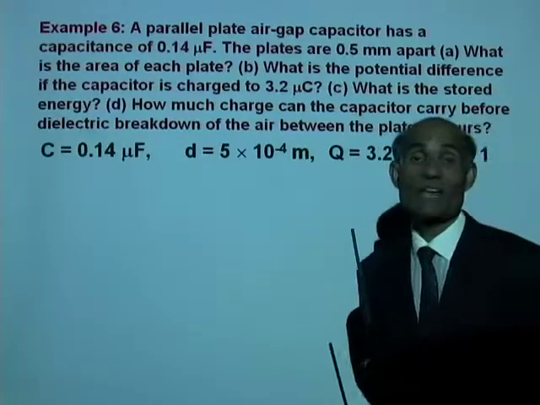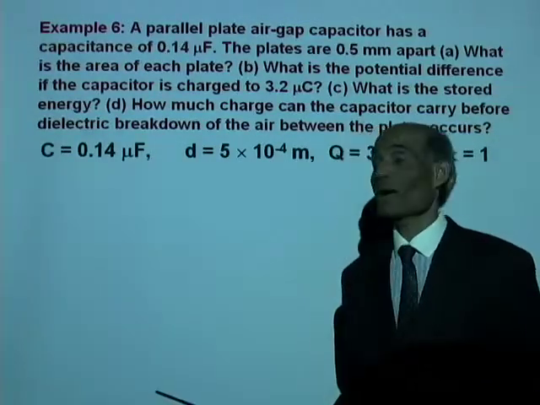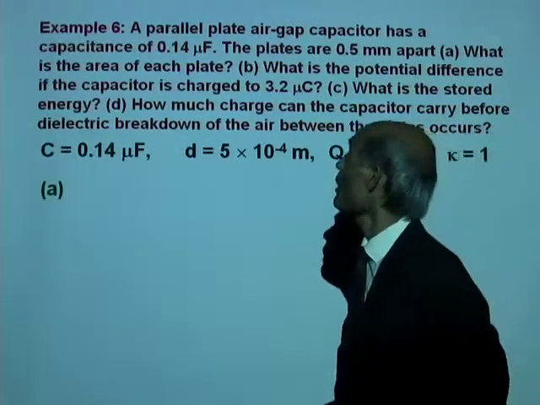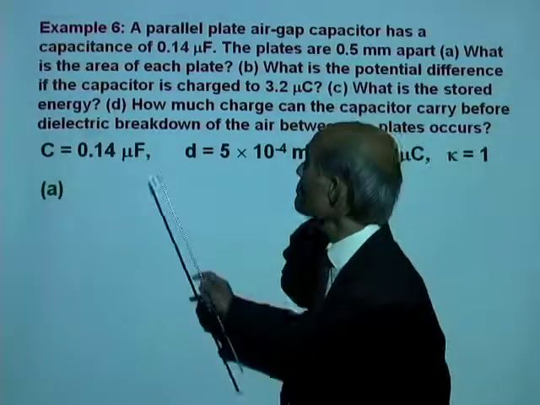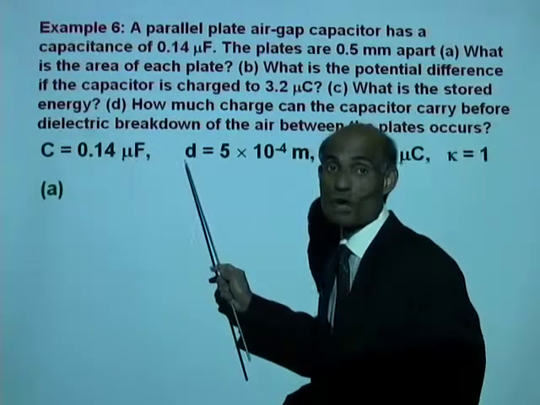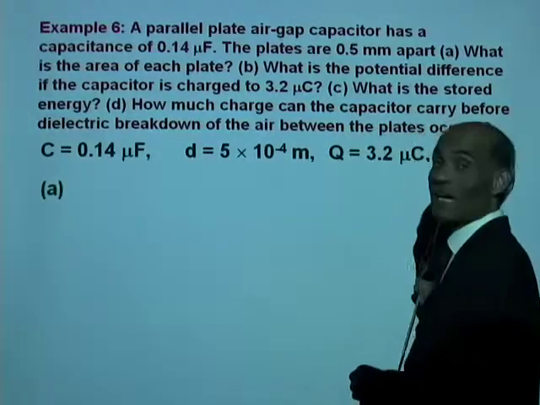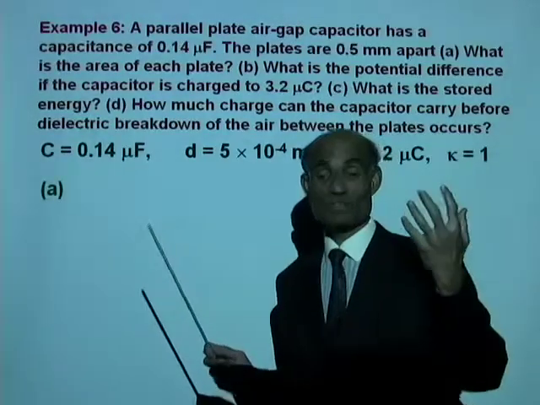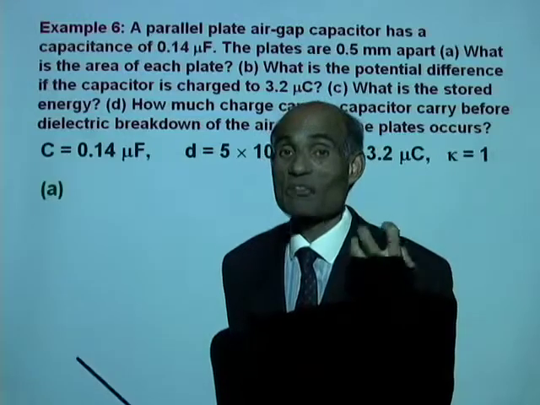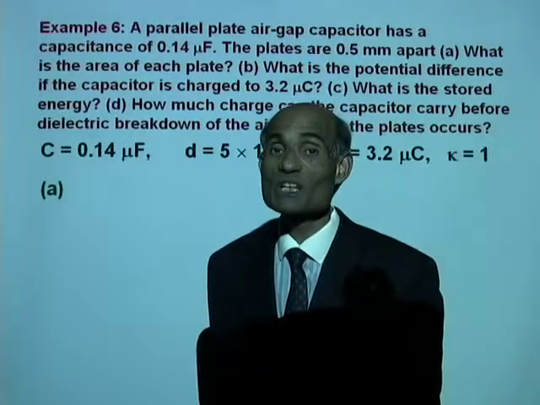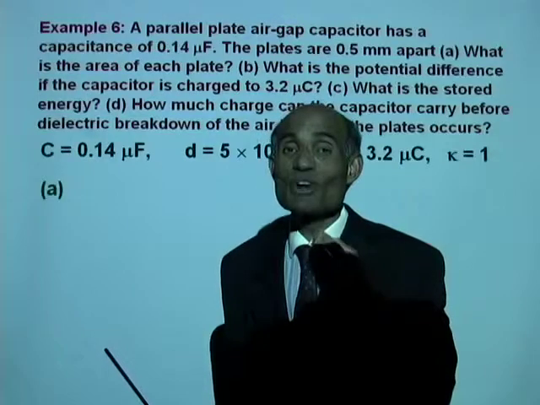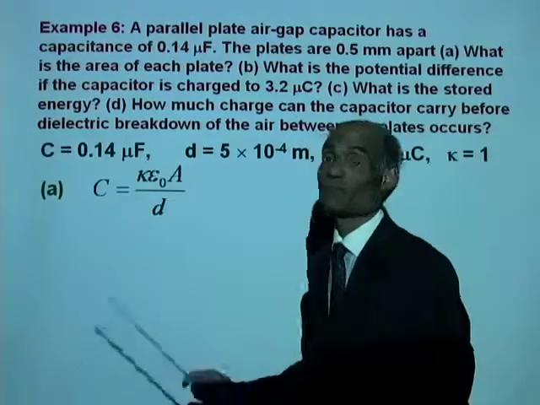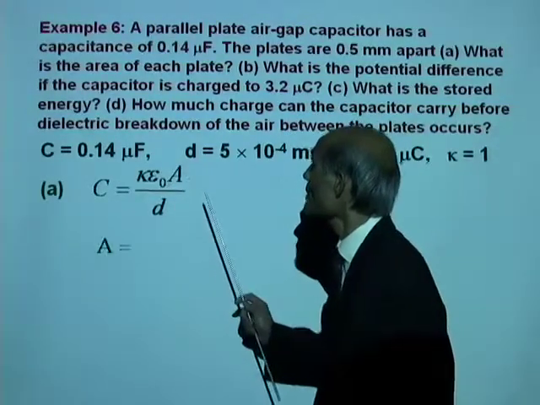Okay, and it's the air gap capacitor, kappa equal to 1. In part A, what do we need? What is the area of each plate? Well, you know the capacitance, you know the plate separation, you know kappa, you know epsilon naught. We can find the area because the capacitance of a parallel plate capacitor is kappa epsilon naught A over D. The only unknown there is your area. So solve for area from there.